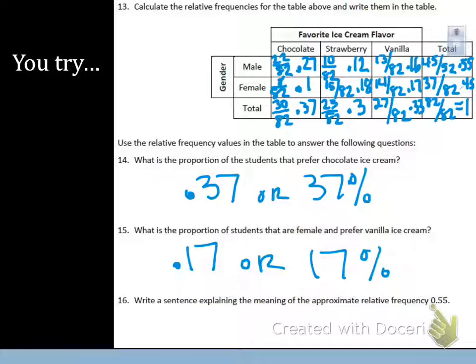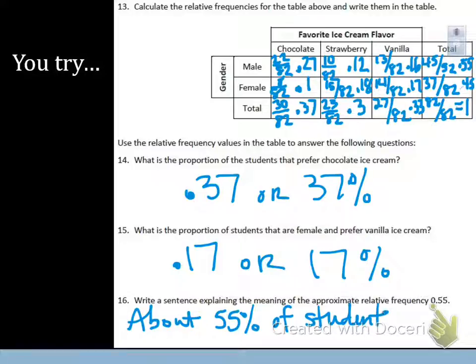All right, number 16, write a sentence explaining the meaning of the approximate relative frequency of 0.55. Well, if I look back at my table, the 0.55 is in the total for the male. So that means that about 55% of students in the survey were male. Okay?